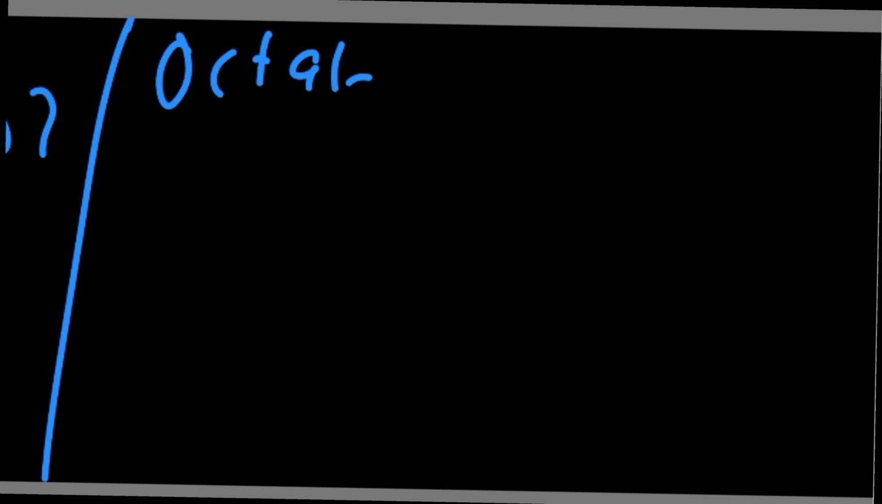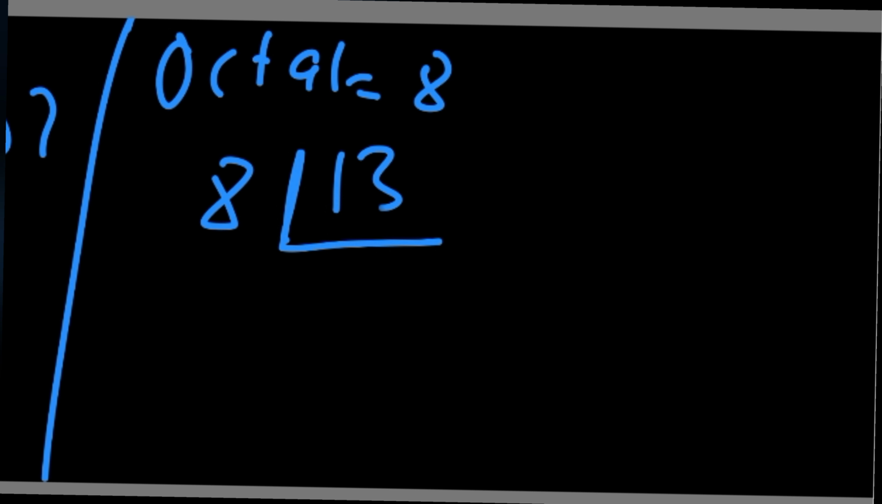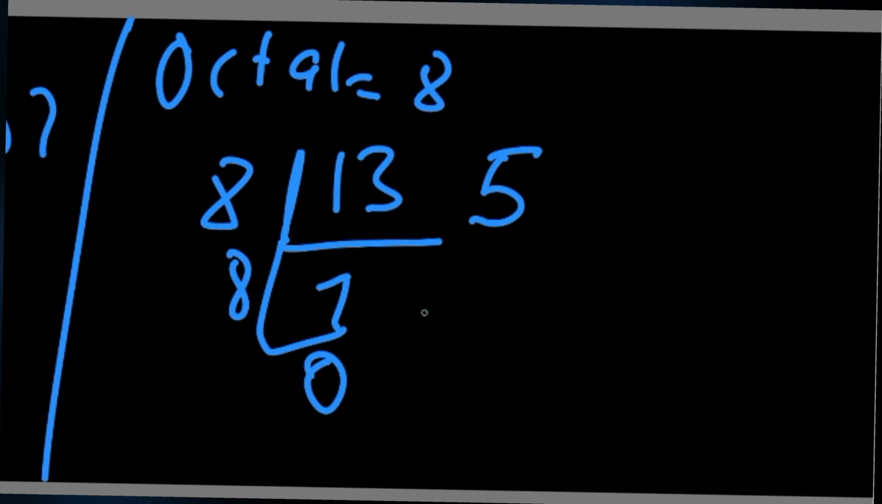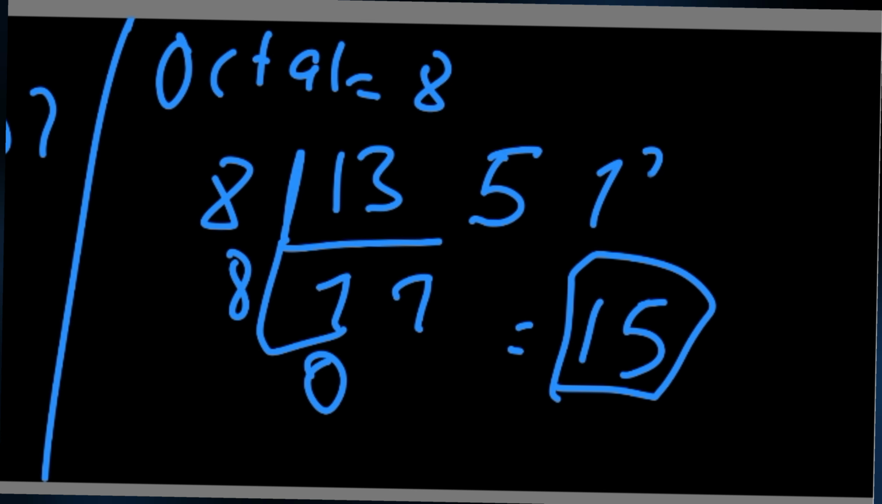This is pretty similar to octal and hexadecimal too. For octal, as the base number is 8, we divide 13 by 8. 8 multiplied by 2 is 16, it is too much, so we multiply 8 with 1, which gives us 8, and it gives a remainder of 5. 8 into 1 is 0, with a remainder of 1. So the answer would be 15 for octal. So 13 is equal to 15.